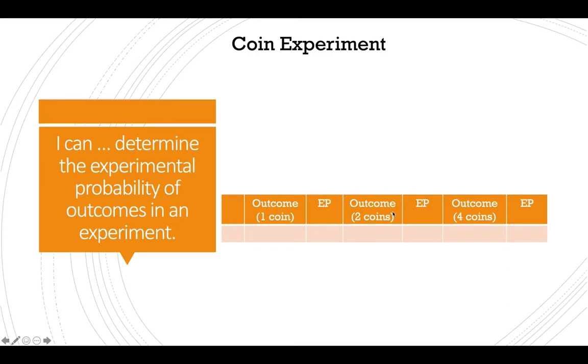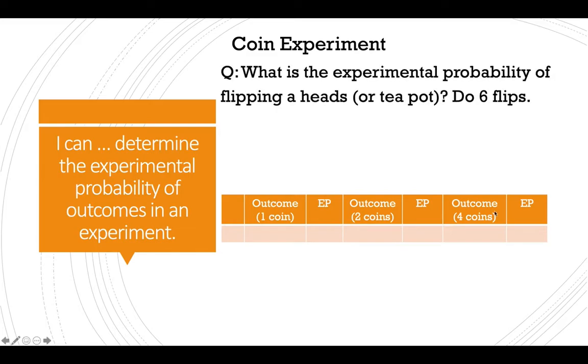Now, the next one we're going to do is a coin experiment. So I would love for everybody to go get a coin. You can get any kind of coin that you want. Okay, all right. And then we're going to do this experiment. Pause me if you need to. Okay, so next, what is the experimental probability of flipping a heads? Or I kind of put it as the teapot thing that's on the dirham, right?